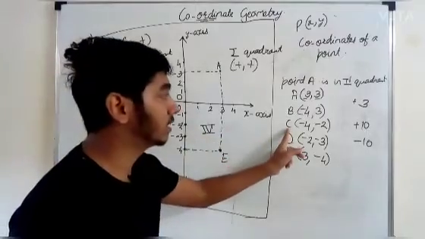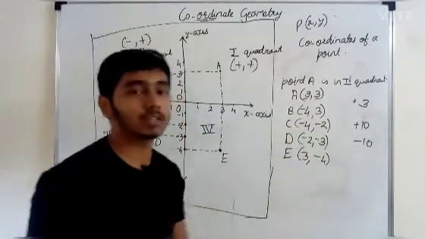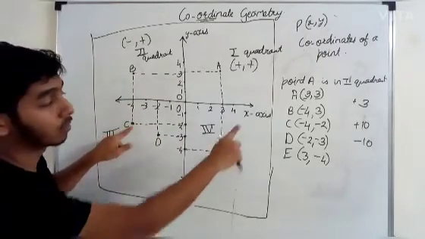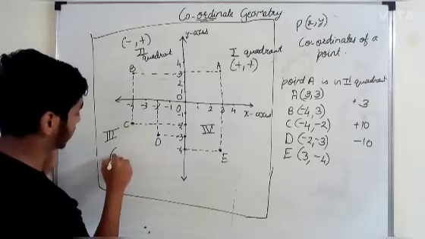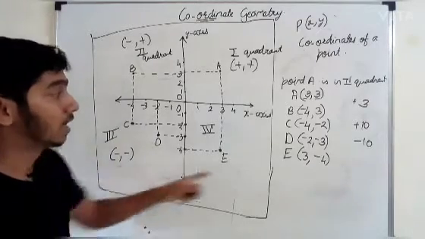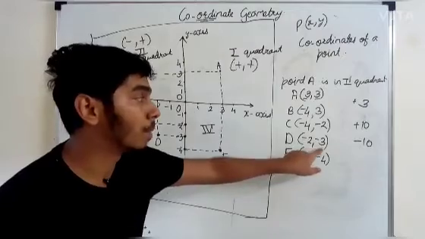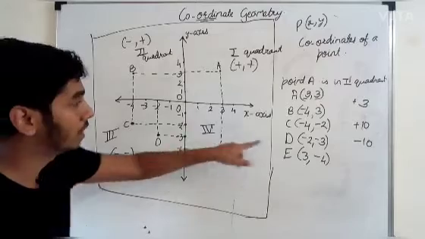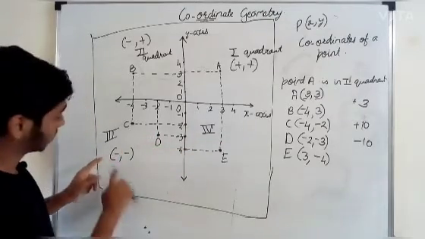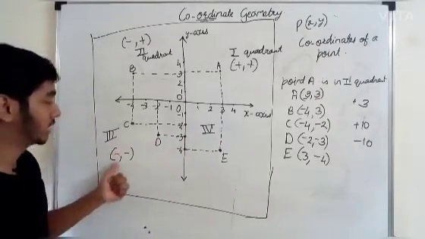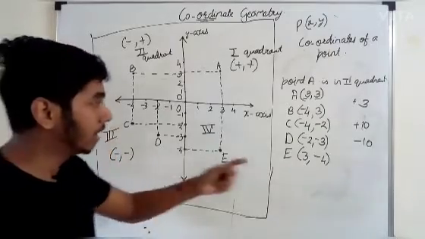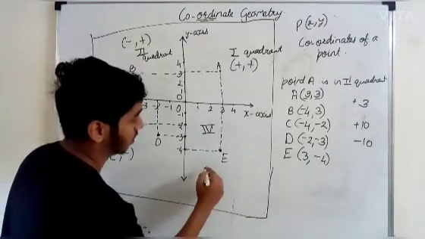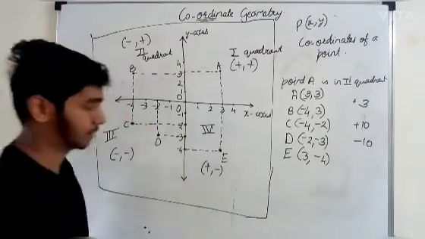Now if you see point C, it is -4 and -2. Both are what? Minus minus. Therefore we'll say minus comma minus. See, point D is -2 comma -3. It is again in the third quadrant. So it is minus minus only, for both the x and the y coordinates, correct? For E, it is plus and minus. So it's plus and minus.